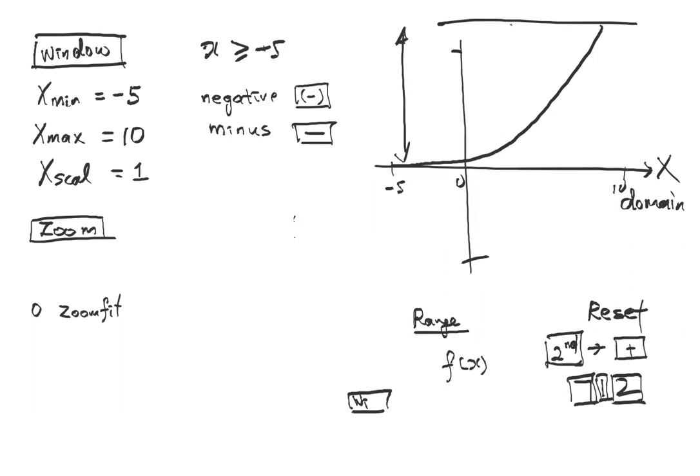Window, and you look at the Y value now. Can you tell me what is your Y minimum? What is your Y maximum? Is 8,000 something, am I right? Very big number.